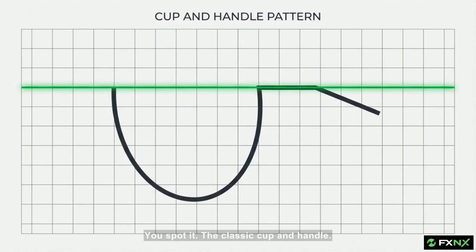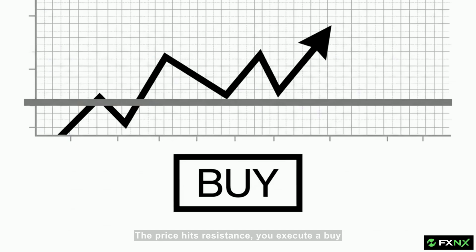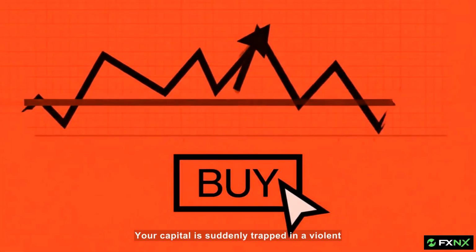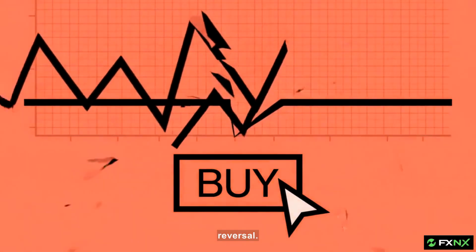You spot it, the classic cup and handle. The price hits resistance, you execute a buy order, and instantly, the floor falls out. Your capital is suddenly trapped in a violent reversal.